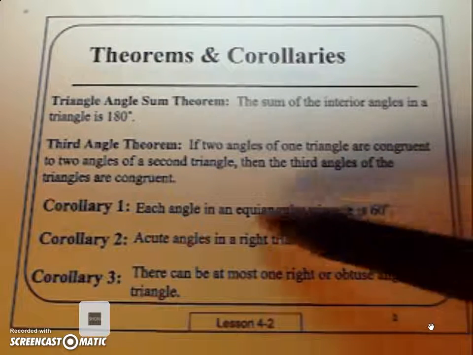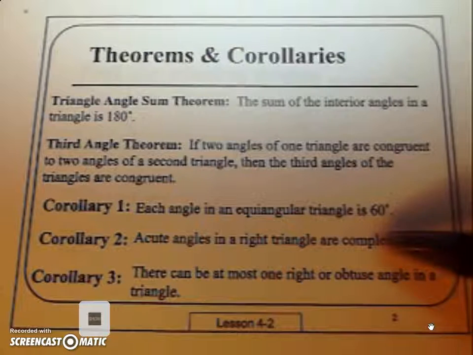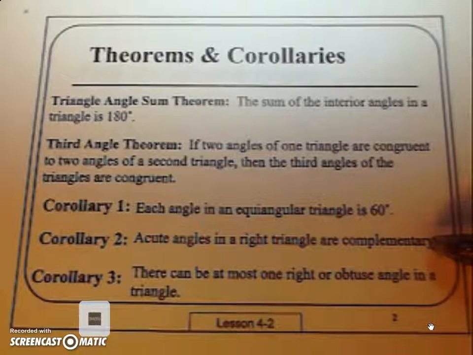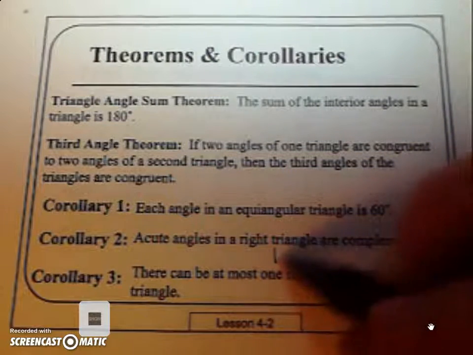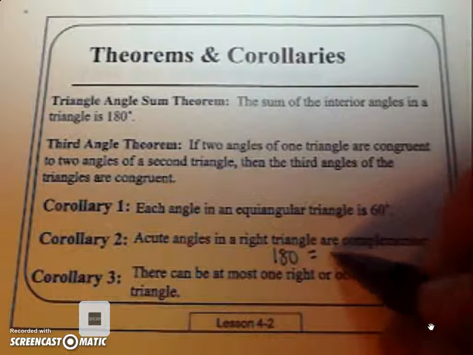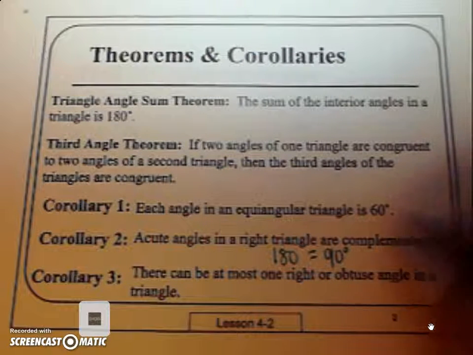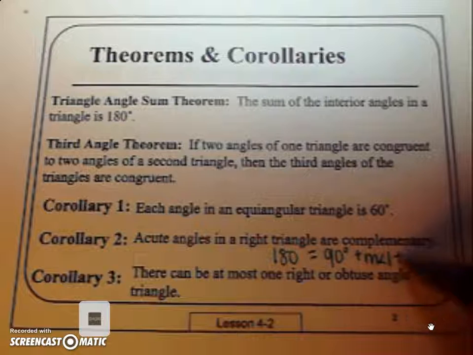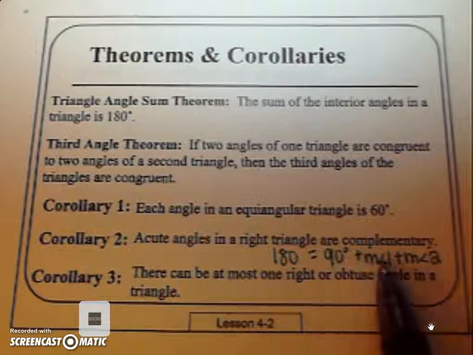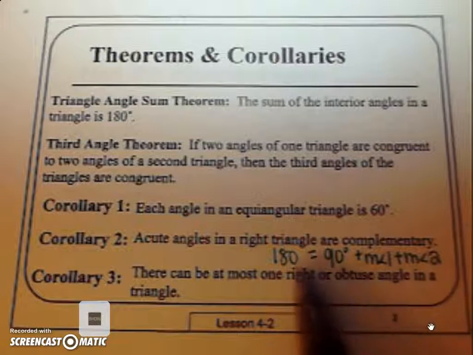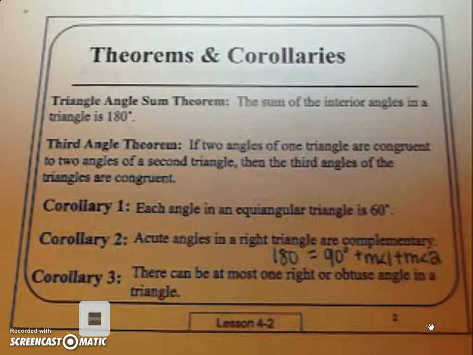Corollary 2 says that acute angles in a right triangle are complementary. Let's think about what that means. A right triangle has to be 90 degrees in the corner, and then complementary means that they add to 90 degrees. So if my total is 180, and that's equal to one angle that's 90 degrees, plus the measure of angle 1 and the measure of angle 2, whatever those measures are, then these two are automatically going to add up to be 90 degrees, because that's how much I have left over. So those two angles would be complementary.